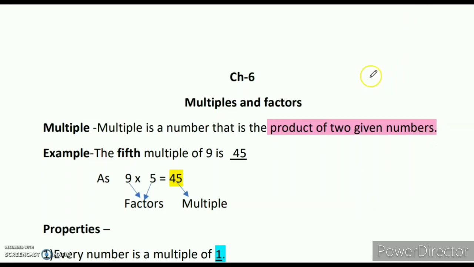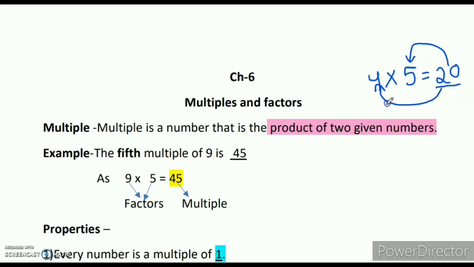So let's take two numbers. Suppose I took 4 multiplied by 5. So 4 multiplied by 5 is, children, how much? It's 20. So 20 is the product of two numbers, so we can say that this product is the multiple. So 20 is a multiple of 5, and 20 is also a multiple of 4. Okay, 20 is a multiple of 5 as well as 20 is a multiple of 4.